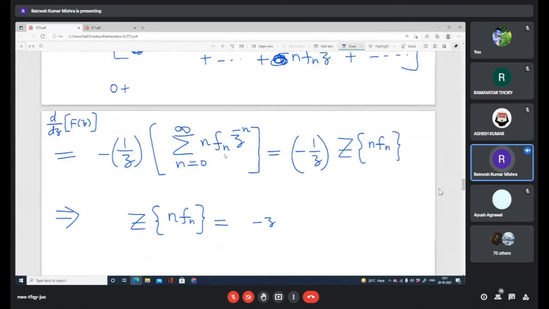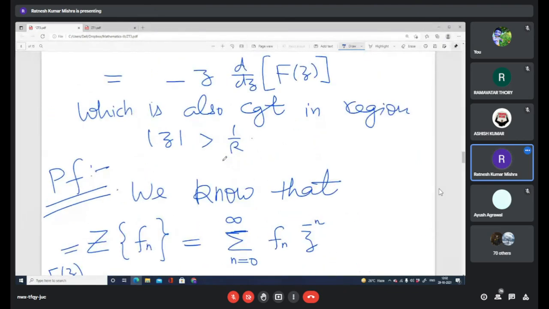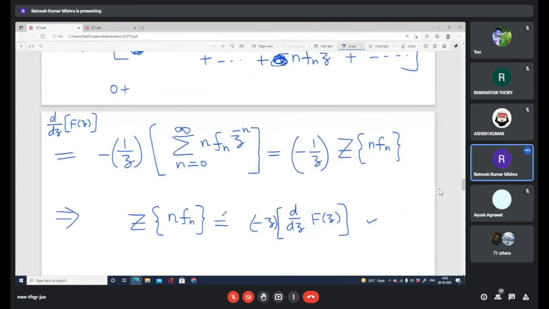You see, z transform of nFn is minus z, and this is in bracket. This is the good practice to write this one, d by dz of F(z). I think this is our statement. Z transform of nFn is the minus of z, d by dz, z transform of the sequence fn, that is denoted by F(z). So now we have proved this one.